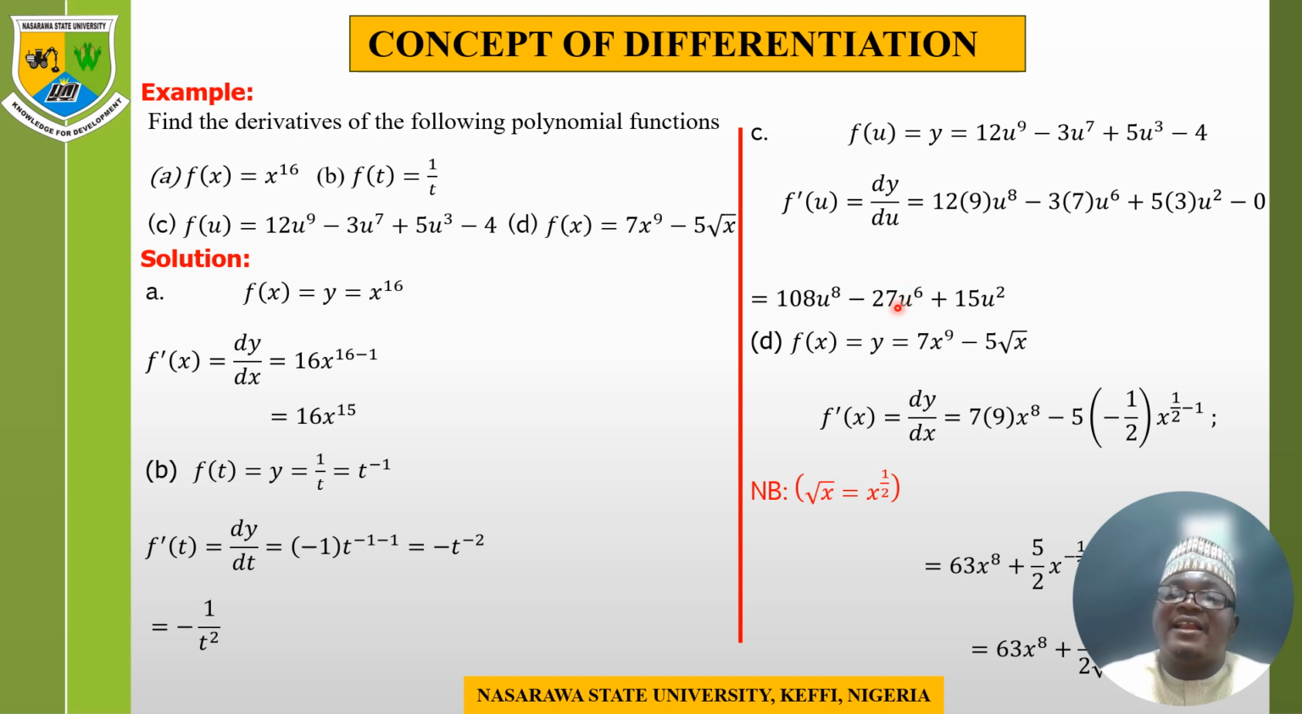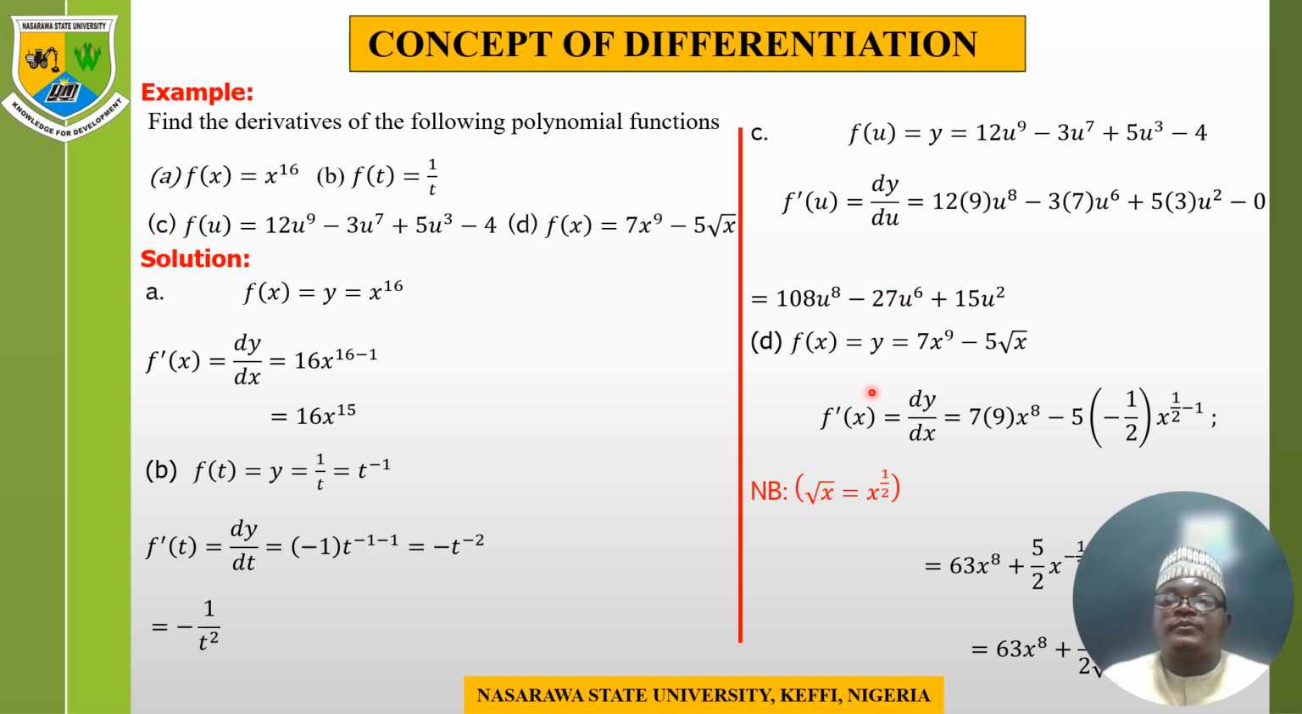Here is supposed to be 21, not 27, because 3 times 7 is 21. There is just a mistake here on the slide we made. Correct it to be 21.